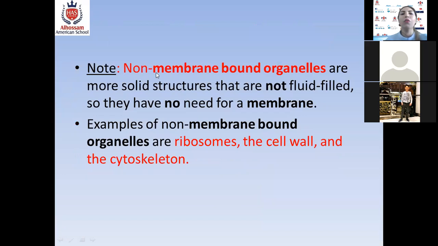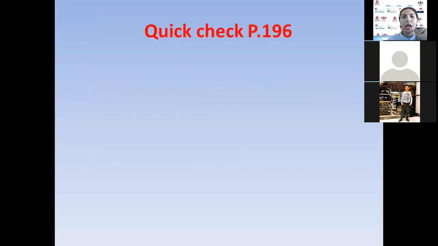And what is the meaning of non-membrane bound organelles? As we know, we have solid structures like ribosomes, cell wall and cytoskeleton inside the cell, and because they are solid, they don't need a membrane to bound the organelle, because the function of the membrane is the protection of the organelle itself. And now let's open page 196.